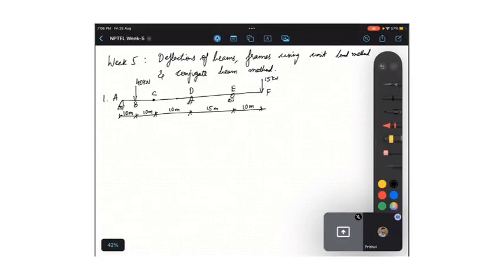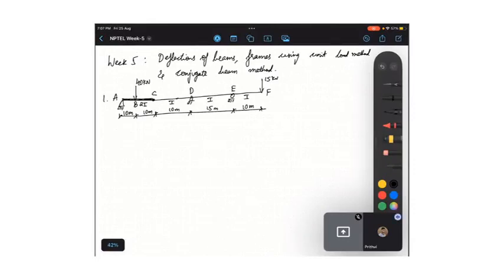Also AC has a moment of inertia of 2I, and the rest, CD, DE, and EF, have a moment of inertia of I. Alright, so let us solve this question using the conjugate beam method.